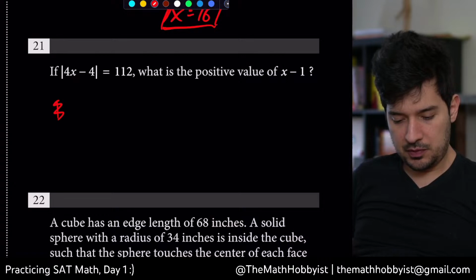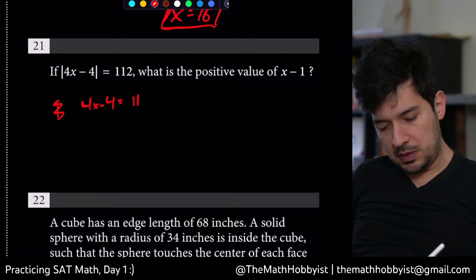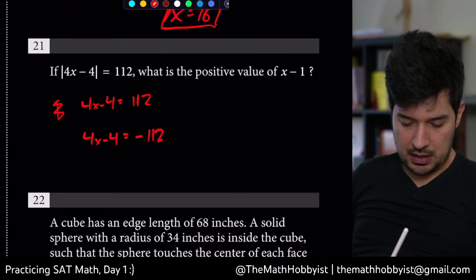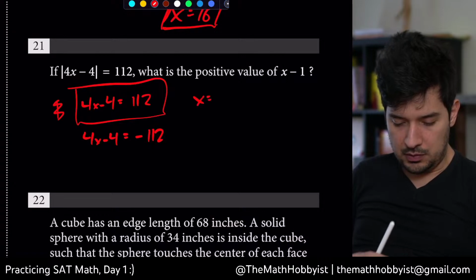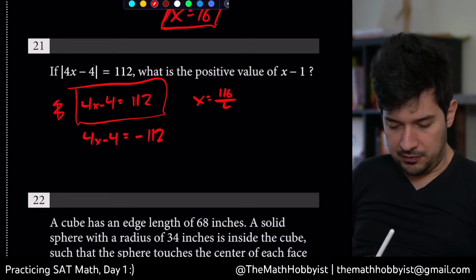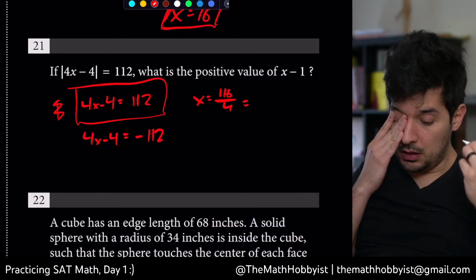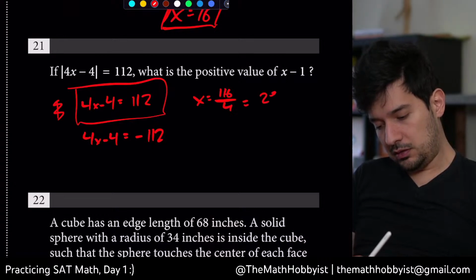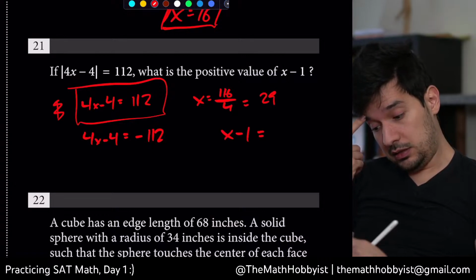Absolute value of 4x minus 4 equals 112. So then 4x minus 4 equals 112. Or 4x minus 4 equals negative 112. Right? Then this one is going to give us a positive value. X equals 116 divided by 4. 116 divided by 4 is, 4 times 25 plus 4, there's 29. And then x minus 1 equals 28.